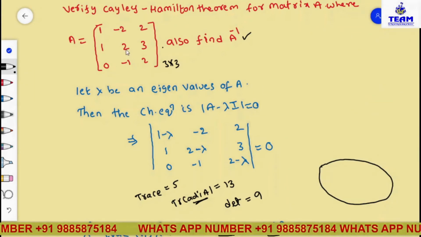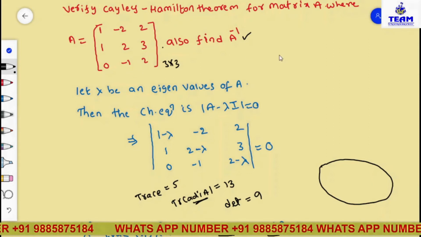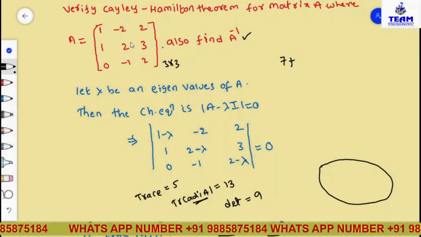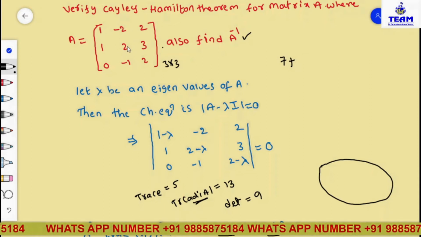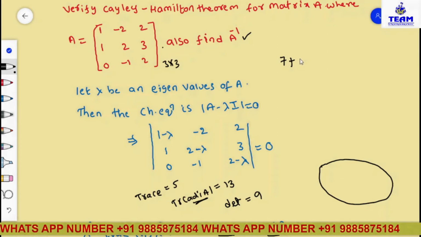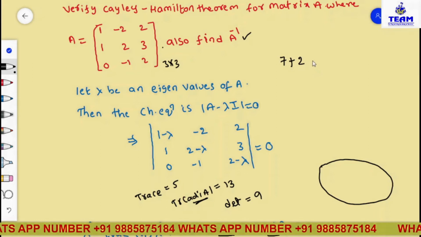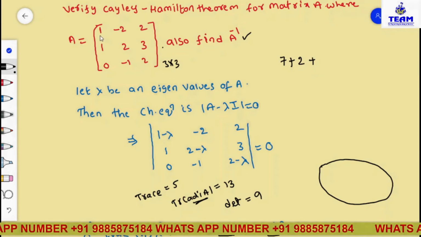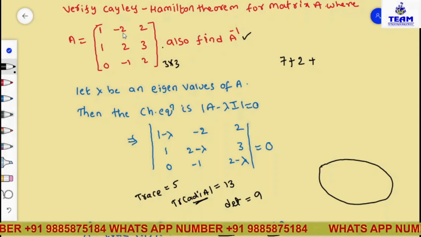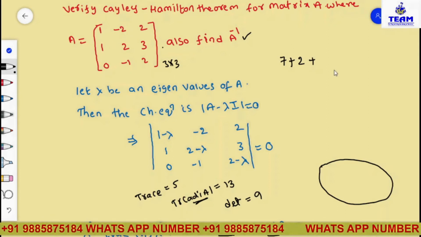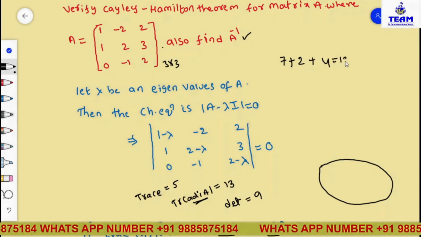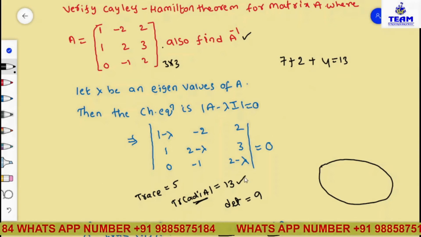For 1, 2 times 2, 4, 4 plus 3, 7. Next one. Here the second diagonal element is 2. For this one, 1 into 2, 2. 2 minus 0 is 2. Okay, next one. For 2, 1 into 2, 2. 2 minus of minus 2, yes, plus 2. So what you are getting? 2 plus 2 is 4. So 7 plus 2 plus 4 is how much? 13. 7 plus 2 plus 4 is 13.